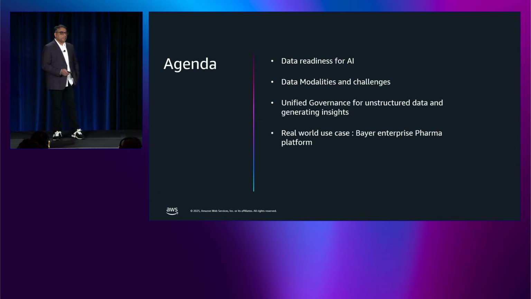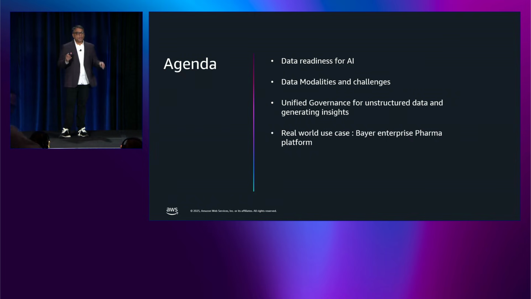Then we're going to look in the demos at Amazon SageMaker Unified Studio and Amazon SageMaker Governance, and how you can build a platform that can serve not only structured but unstructured data. And finally, we're going to hear from Avinash on the real world examples or use cases at Bayer.